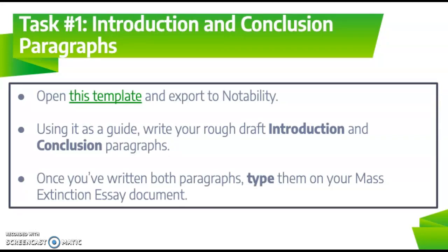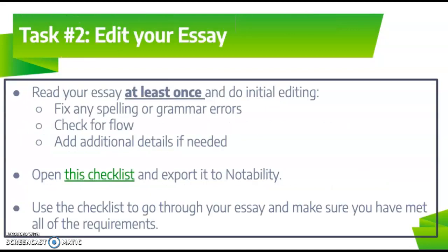What I would like you to do right now is open up that template that's linked there. It's also linked on the welcome page on Neo. You're going to export it to Notability, and then using that as a guide, you're going to write your rough draft introduction and conclusion paragraphs. You're going to follow it line by line, and it helps you write both paragraphs. Once you've written those out, you're going to open up your mass extinction essay document and type them in. Once you have those typed in, you should see in front of you a finished and full 5-paragraph essay, and now it is time to edit.